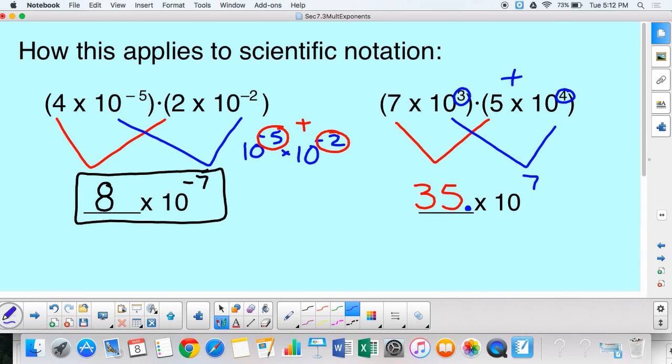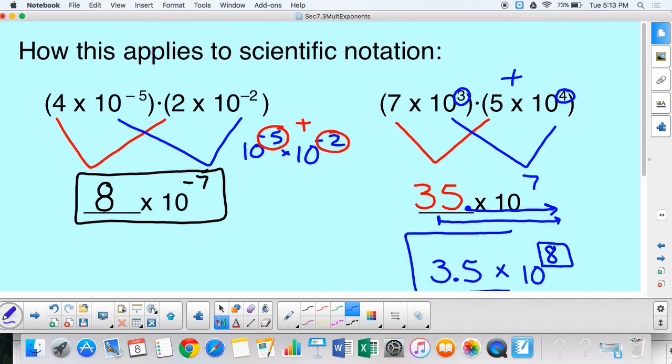35 has a decimal right there. Proper scientific notation says we need one number in front and then our decimal. So we're trying to figure out what number should go there. So this is what we talked about yesterday. Right now, this decimal is moving 7 spaces to the right. And to be proper scientific notation, we'd have to go here. To get to the same place, we'd have to move 8 spaces to the right.